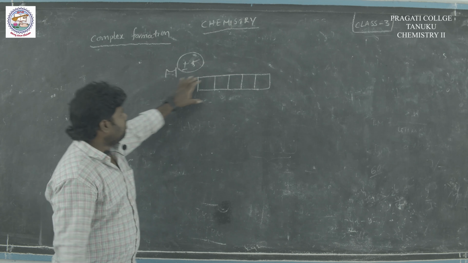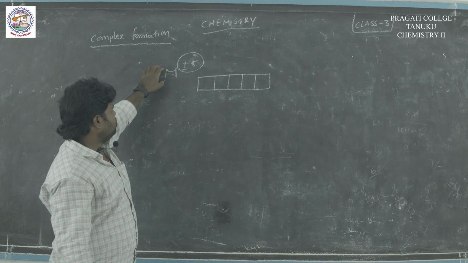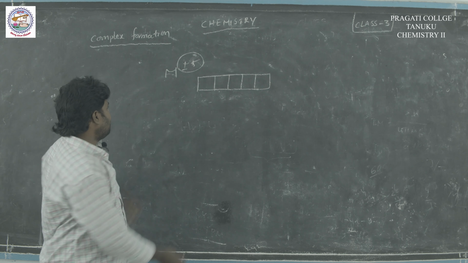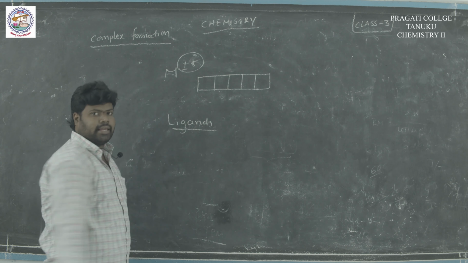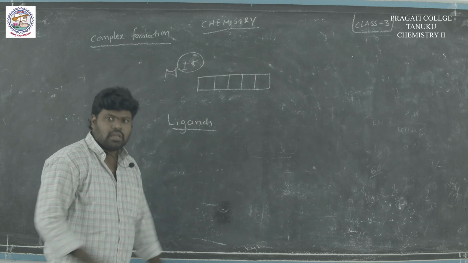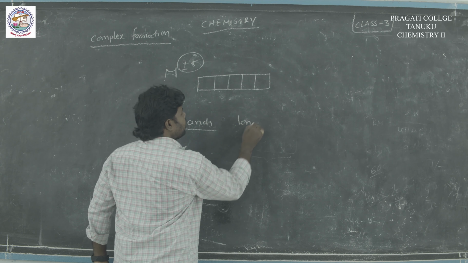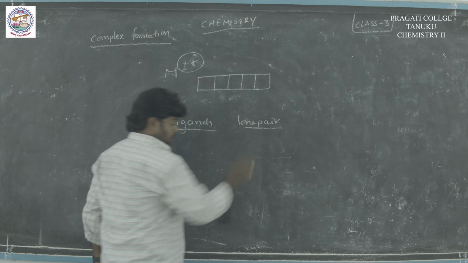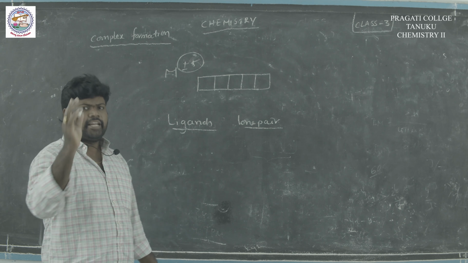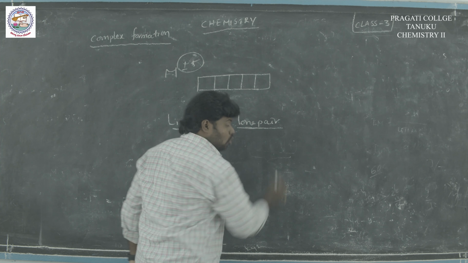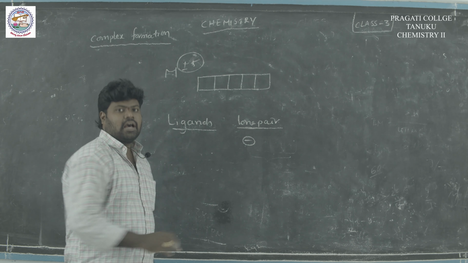So these empty d orbitals have a positive charge. These positively charged metal cations combine with ligands. Sir, what is the meaning of ligands? Any element or group or molecule containing a lone pair of electrons. Any atom, molecule or ion that contains a lone pair of electrons or is a negatively charged species is called a ligand.